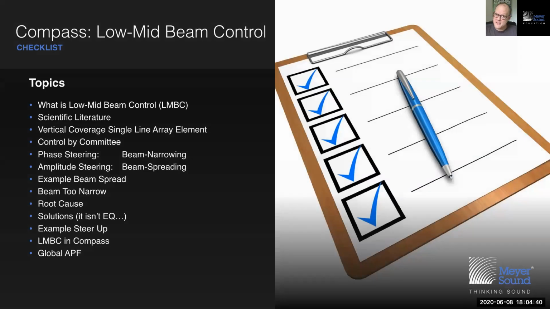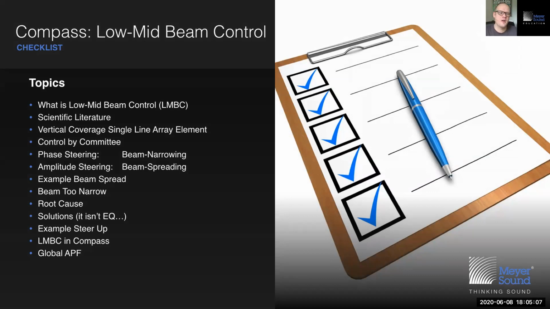So I made my checklist, I got my pen ready, and that means that what I intend to cover today is what is low-mid beam control, a little bit about the scientific literature, because what we're about to explore has been known for quite some time. In order to appreciate what is going on, we should definitely look at the vertical coverage that is inherent to a single line array element, not to be mistaken for a point source.